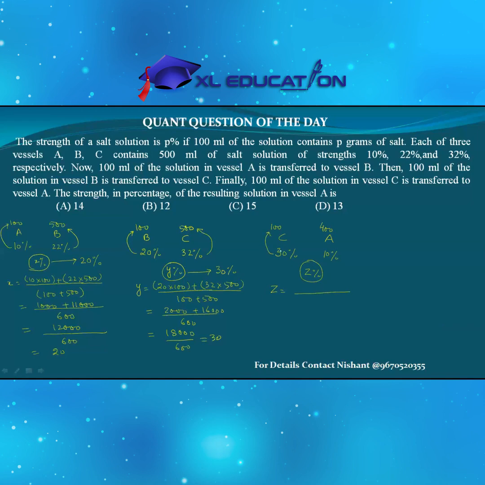Now the Z can be calculated again by using the same concept that we used earlier. Multiply these two numbers. So 30 multiplied by 100 will be 3000, plus multiply these two, 10 multiplied by 400 will give me 4000, divided by the addition of these two numbers, that is 500. So this gives me 7000 by 500, that is 14%. So we can say the concentration of the final solution will be 14%.